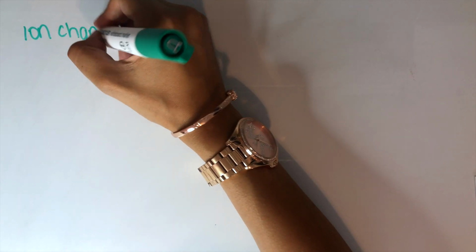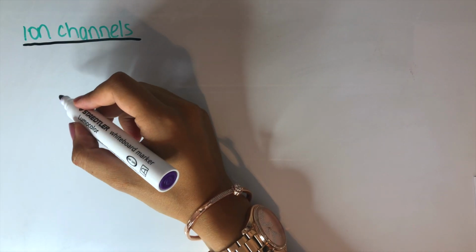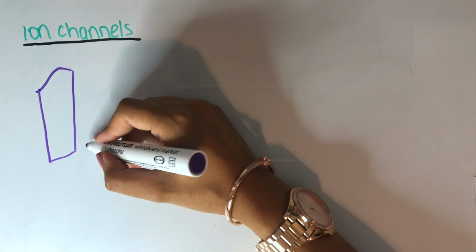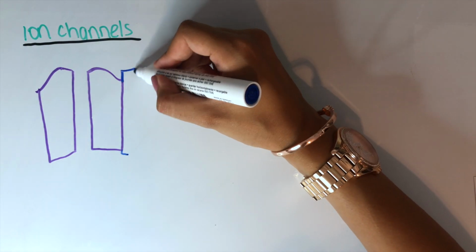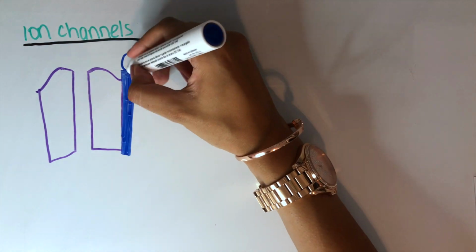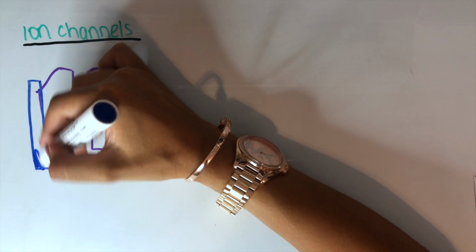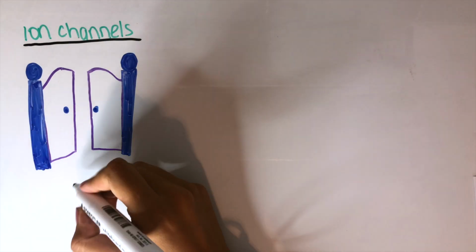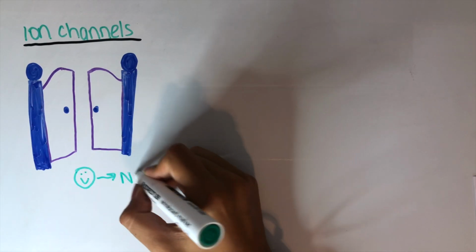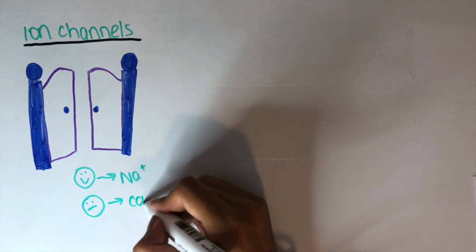Now, enough about receptors, and let's move on to ion channels. Ion channels act as a gateway, so literally just think of it as a gate opening and closing for the passage of specific ions. So here's just a little diagram of a gate to help you remember it. And I've drawn a little sodium and calcium ion trying to get in and out of the gate.